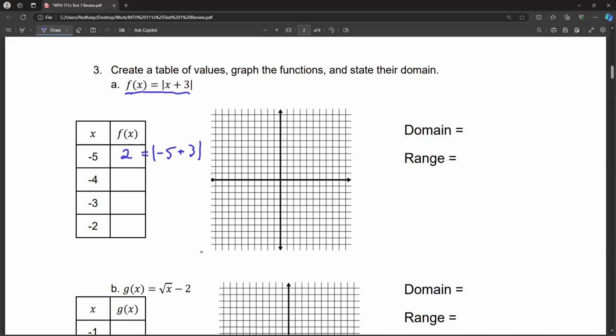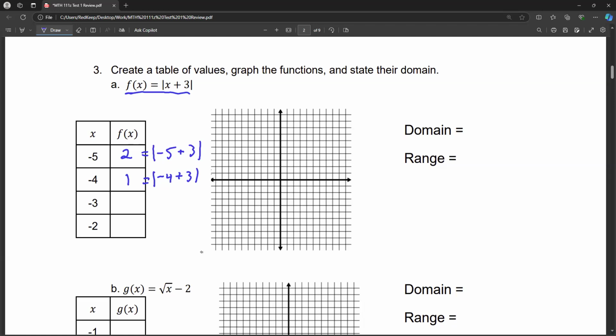Okay, so moving on to x equaling -4, we repeat that same process. We just plug in -4 wherever there's an x in our function, and we combine -4 and 3 to begin. And we would get -1, or the absolute value of -1, I should say. And the absolute value of -1 is positive 1.